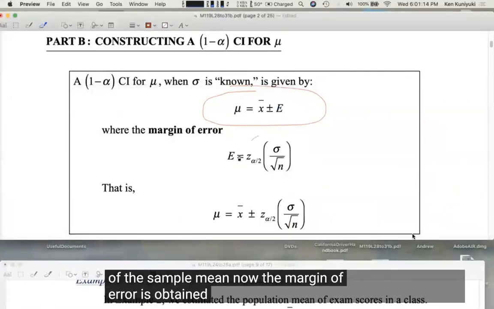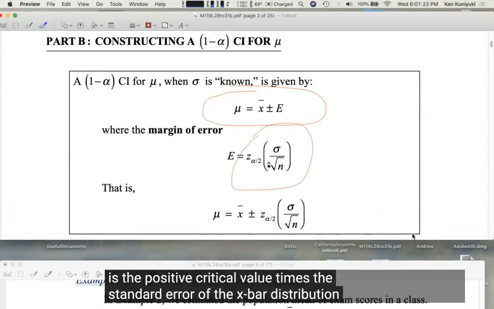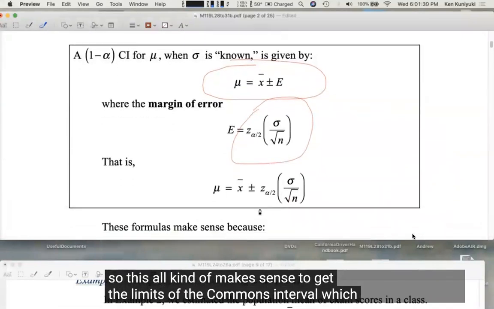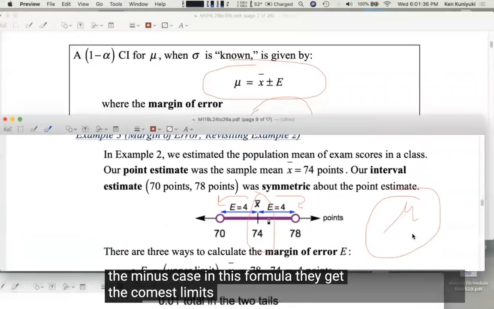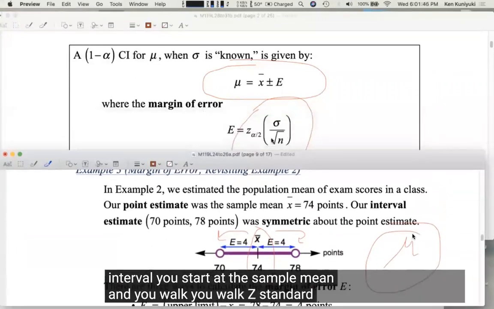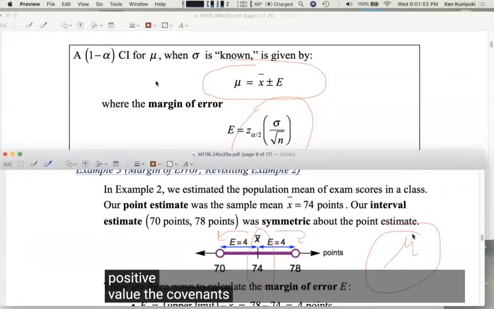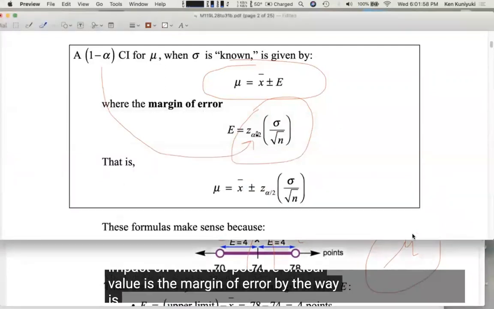Now, the margin of error is obtained by this formula, which is the positive critical value times the standard error of the X-bar distribution. So this all kind of makes sense. To get the limits of the confidence interval, which are obtained by taking the plus case and the minus case in this formula, you start at the sample mean and you walk Z standard errors away, where the Z score here is the positive critical value. The confidence level has a direct impact on what this positive critical value is. The margin of error, by the way, is always positive.